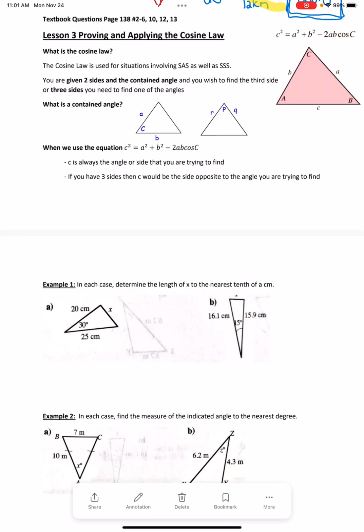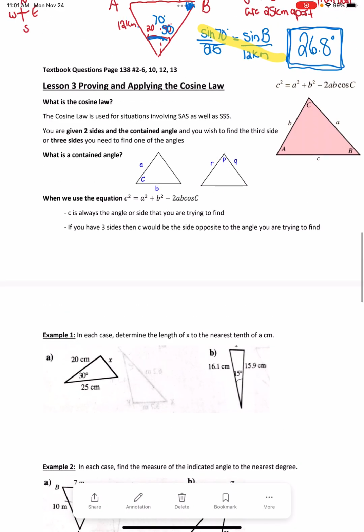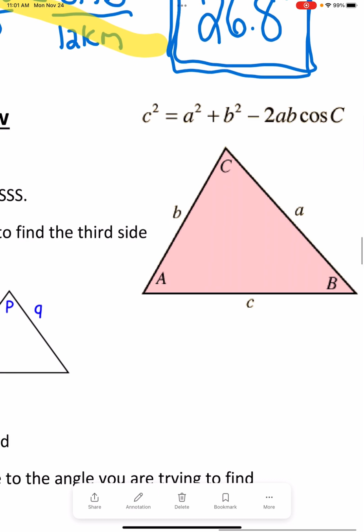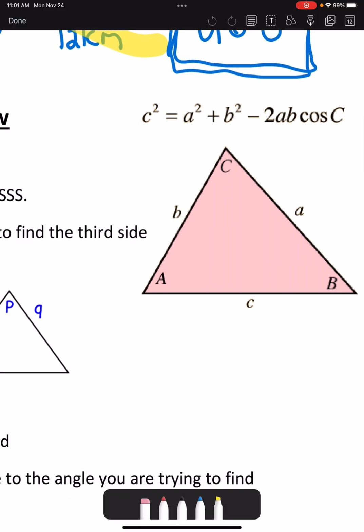Moving into lesson 3, we're going to start looking at our cosine law. So our cosine law is over here. You do not need to memorize it. All you need to really know is how to use it. Angle C is the angle you would be looking for, right? The C should always be opposite to angle C.